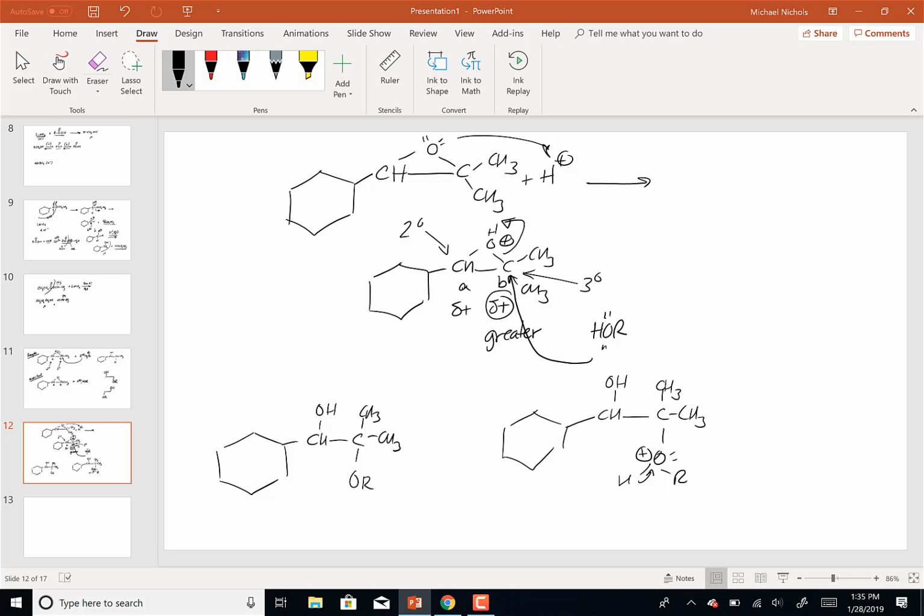So if they were both secondary, then would it be a mixture? Yes, it would be a mixture. And I'll come back to that because you might want to make an argument that is incorrect. But after my next question, maybe it'll become a little bit clearer. So what's my next question?